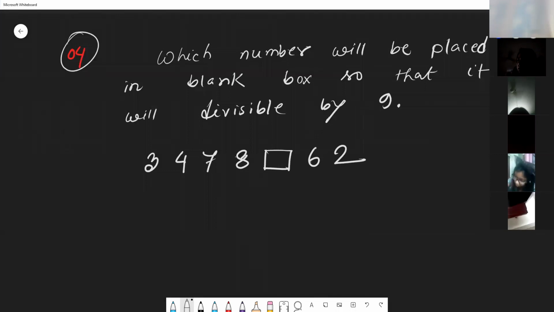So I will give you 2 minutes. Within these 2 minutes, do this question. This is not an MCQ question. It may be both an MCQ and a CQ part question.